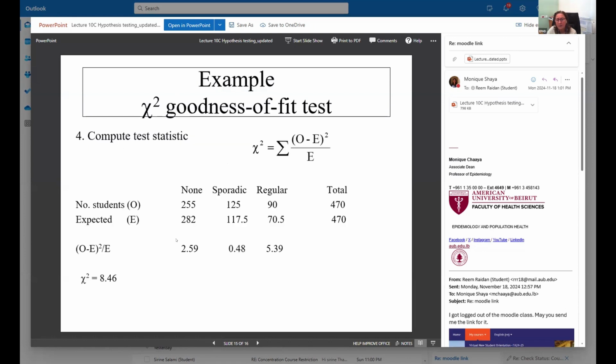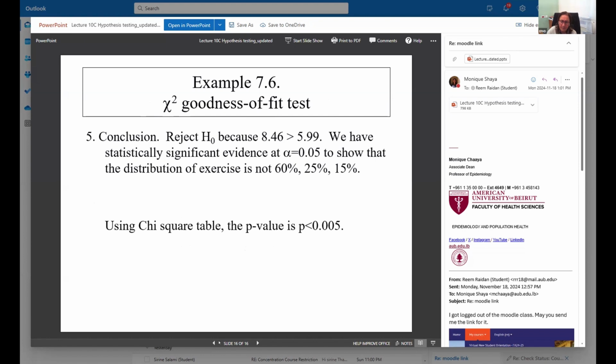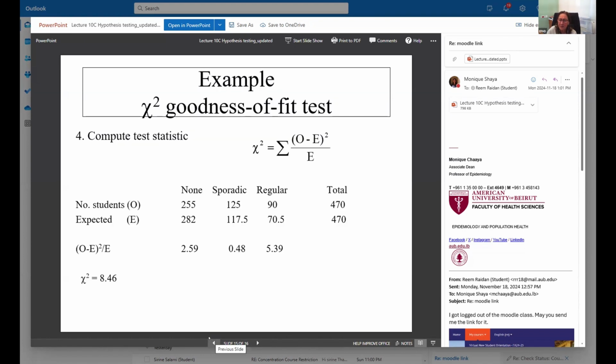Okay. So it is one sample, one sample of n equal 470. So I go collect data on 470 students. I ask every single student to rate themselves as to whether they are non-exercisers, sporadic, or regular exercisers. Based on the data that I collected, I found that 255 of my students, in the first line, O, are what I observed when I collected the data.